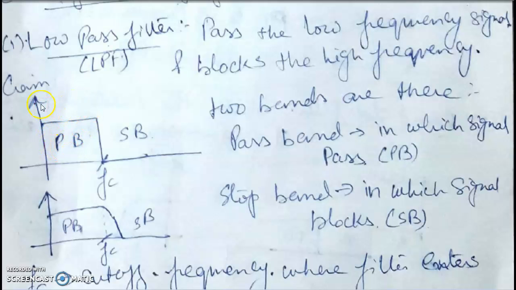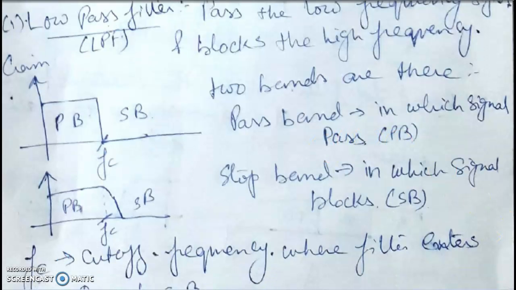In case of pass band, the ratio of V0 upon Vi, that is gain, is equal to 1, and in case of stop band it is equal to 0 because no signal is passing towards output. That means V0 is equal to 0. That means gain V0 upon Vi is equal to 0. So filter has two bands, pass band and stop band. In pass band it passes the signal, and in stop band it blocks the signal.